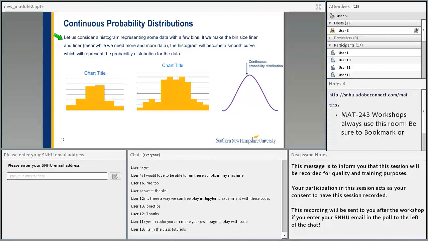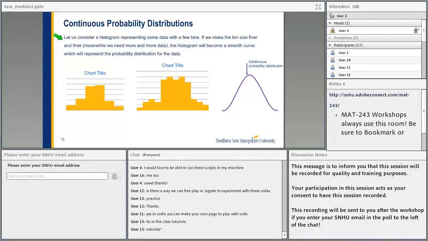I have the same thing written here. Let us consider a histogram representing some data with a few bins. If we make the bin size finer and finer, meanwhile needing more and more data, the histogram will become a smooth curve which will represent the probability distribution for the data. So if you're wondering what a continuous probability distribution is, it is nothing but a normal curve. Imagine all these histograms clustered inside that, and the width is so small that when you join them, it's like a continuous curve.